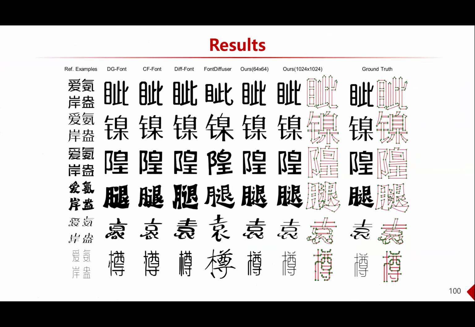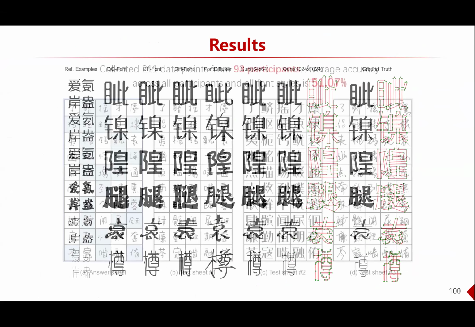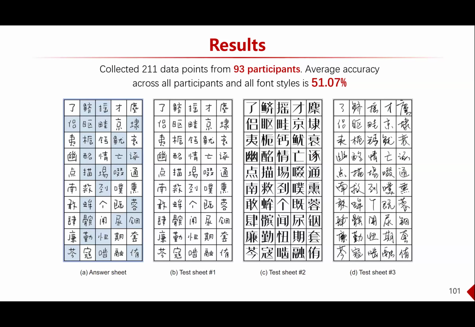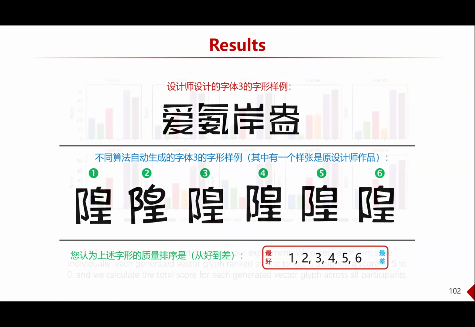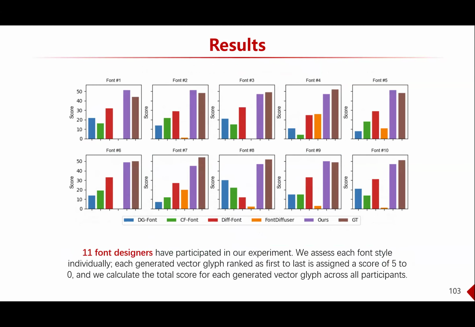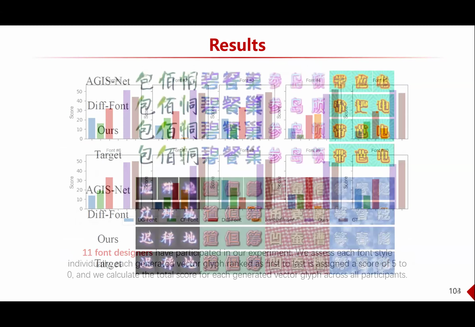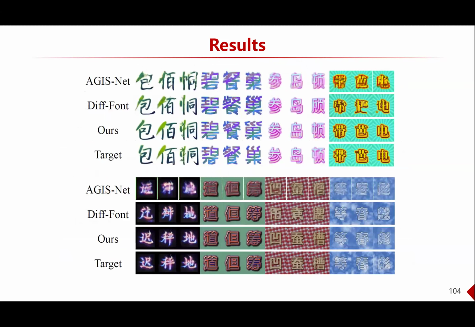We also conducted many user studies, including studies with ordinary people and also professional font designers. The results suggest that our generated vector forms are significantly better than those from the compared methods and are even comparable to designer-created ground truth vector forms. Our method can also be applied to artistic GIF image synthesis, achieving better performance compared to existing approaches.